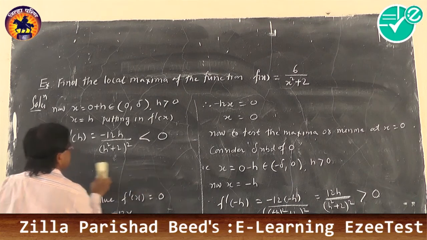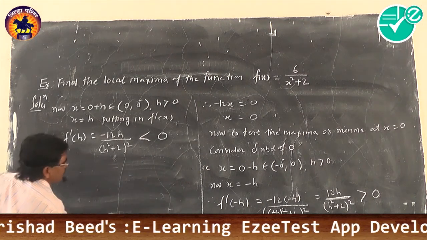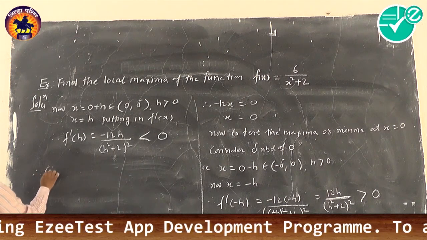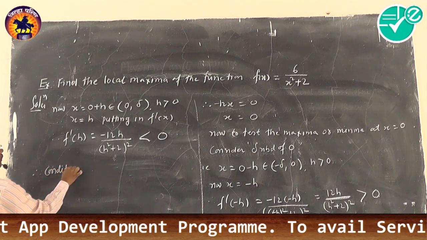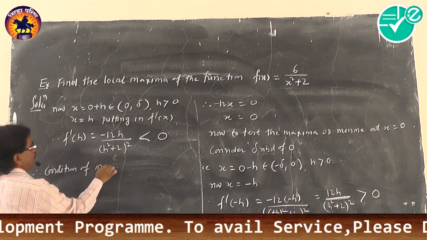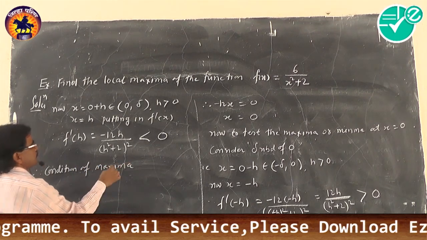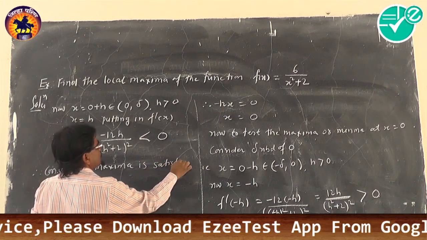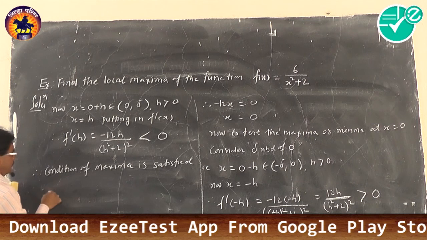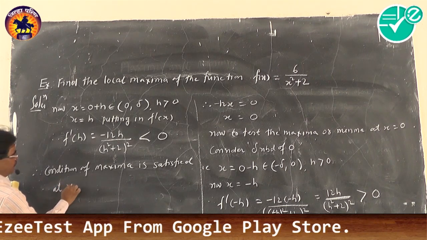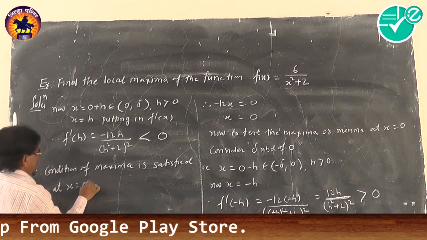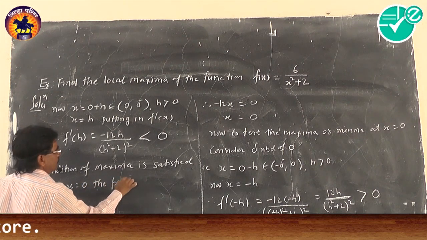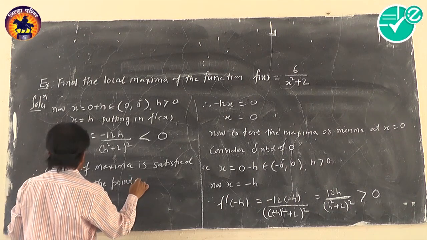So we can say that this is a condition of maxima. Therefore the condition of maxima is satisfied. Therefore at x is equal to 0, the point is maxima.